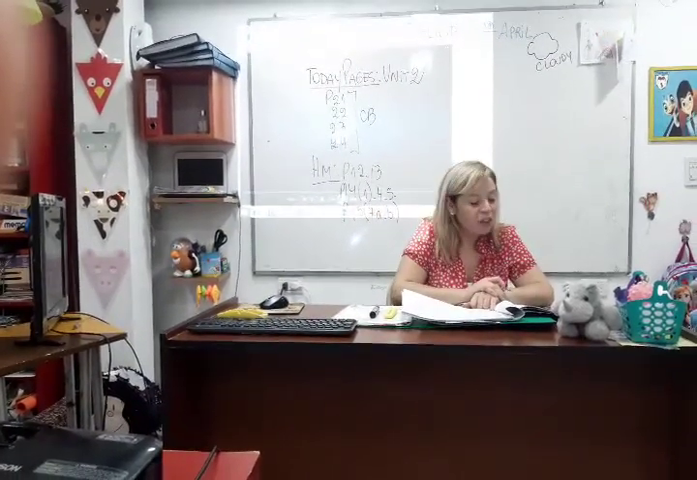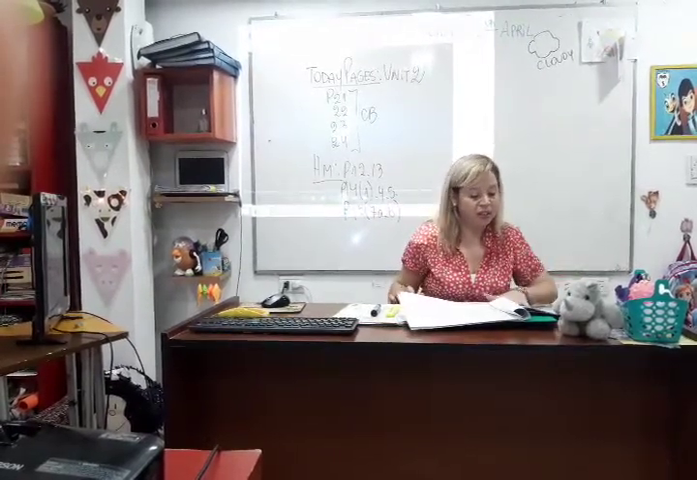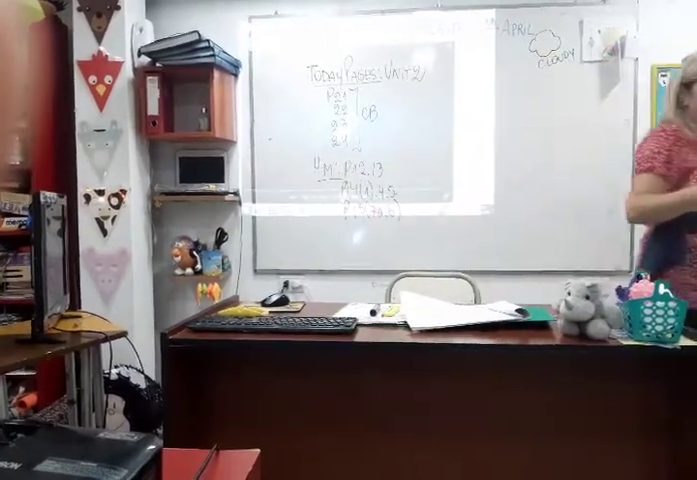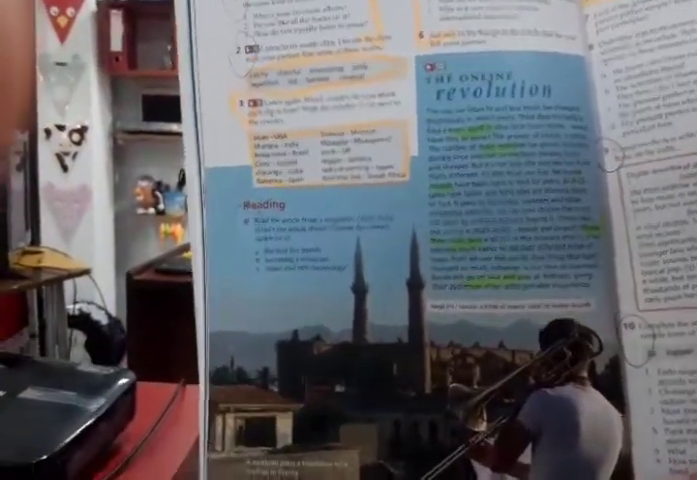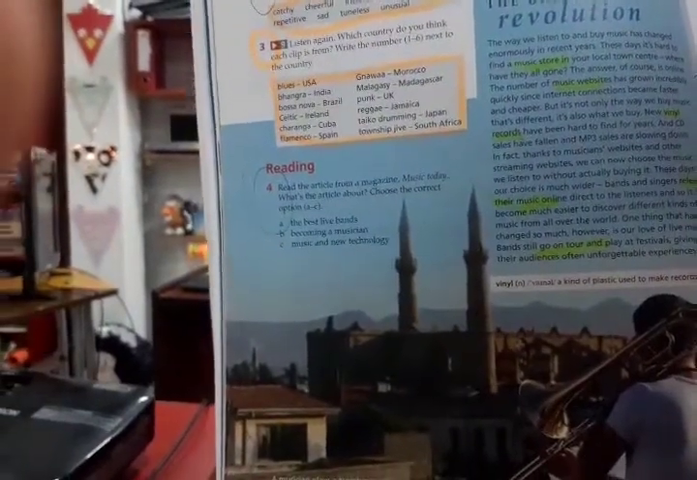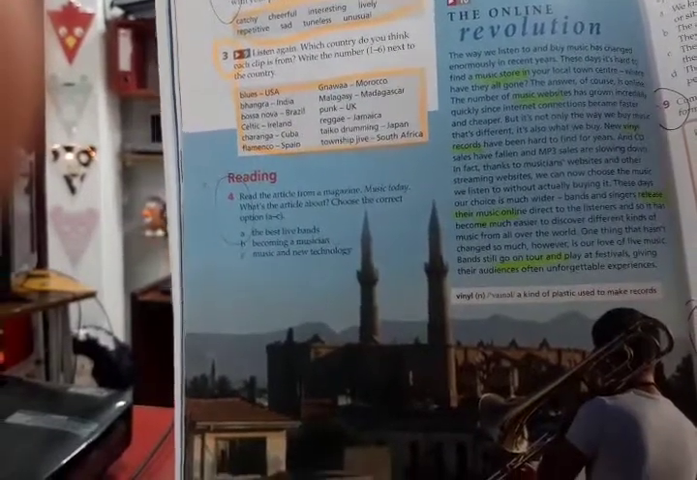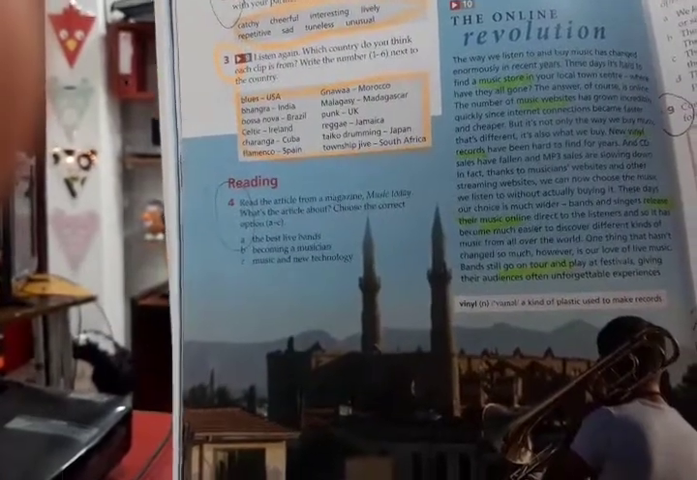Well, number 5, read the article again. And we are going to talk about the article. Read it. And I want you to highlight the words there. I will show you. All right? Music store. Music websites. Vinyl records. Music online. Release. Go on tour. All right, good.